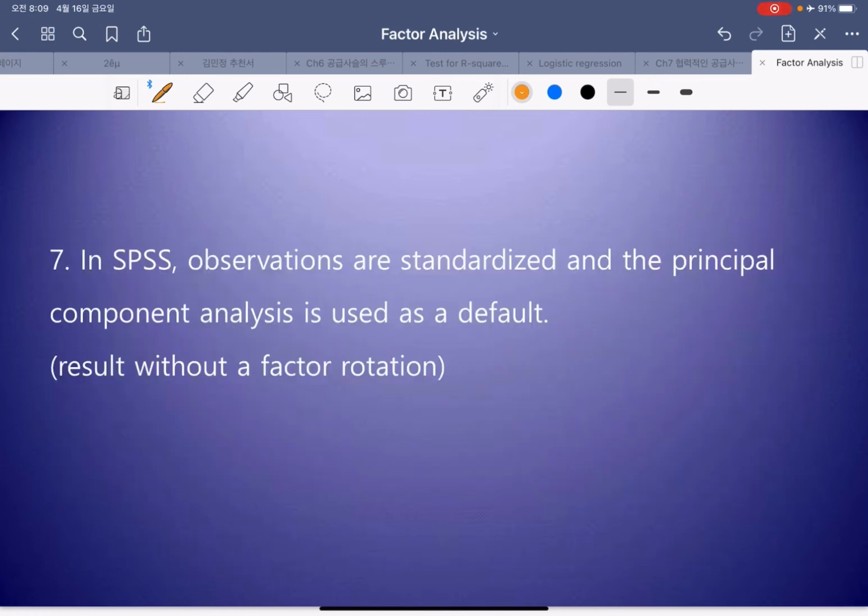As a matter of fact, in SPSS, the principal component analysis is used as a default. And also in this case, the observations are standardized, right? That means the variance of each variable is equal to 1, right? Now let me show you how to get the computer output, and then let's try to understand the outputs, right?